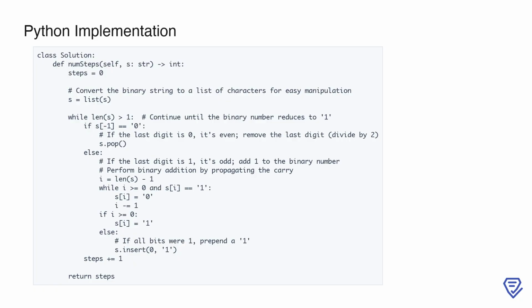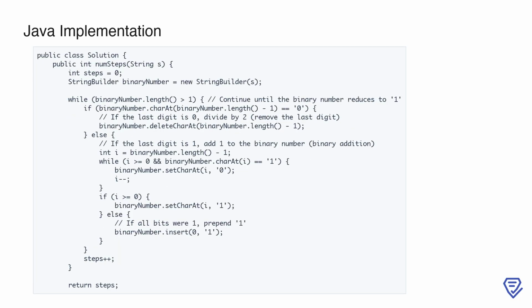length. Here, we start by defining the numSteps method, which takes a binary string s as input. We initialize a variable steps to 0, which will count the number of operations required to reduce the binary number to 1. We also use a StringBuilder to represent the binary number because it allows us to efficiently modify the string during the process.